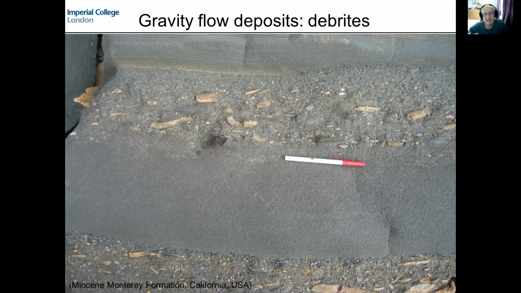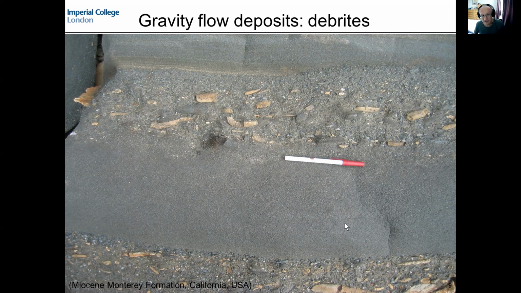So let me show you some examples of this. Here are some examples of debris flows. Here's the base of one debris flow. It looks like a rather planar erosional surface. The base of a second debris flow is around where the pen is.